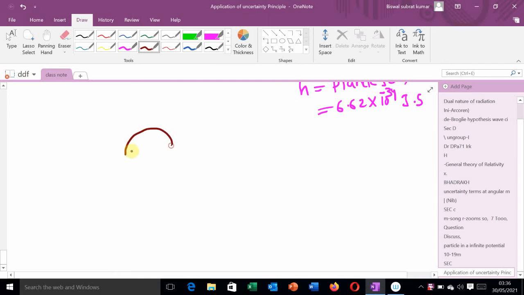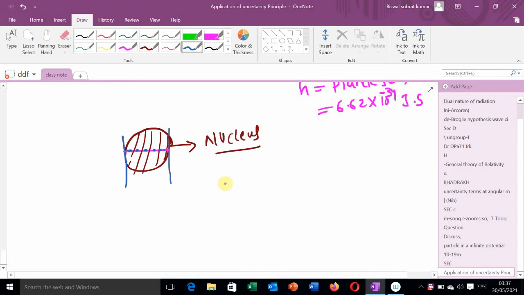Suppose this is a nucleus, and the electron is staying inside the nucleus. Suppose this is the diameter of the nucleus, and the electron is staying anywhere in the nucleus. So that means the electron can stay anywhere in between these two lines, so anywhere at any point of the diameter.